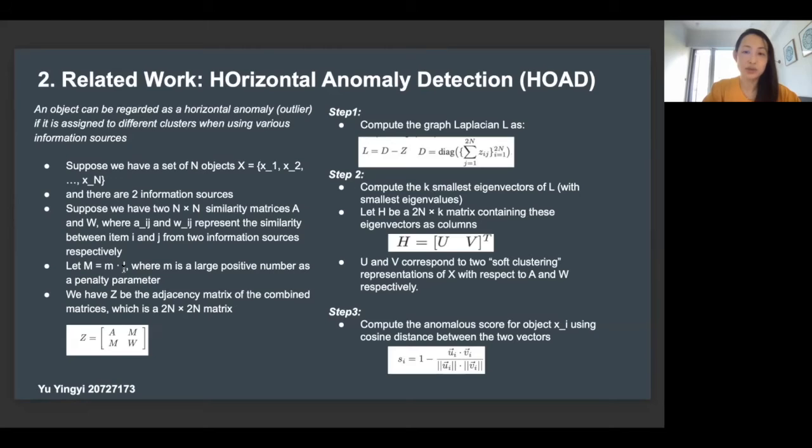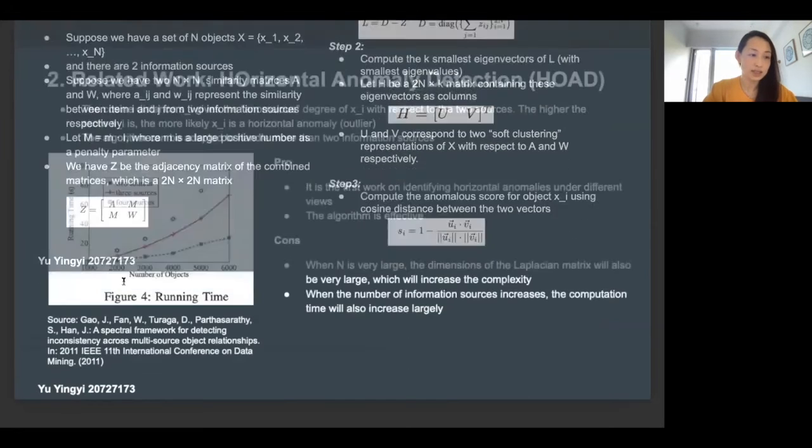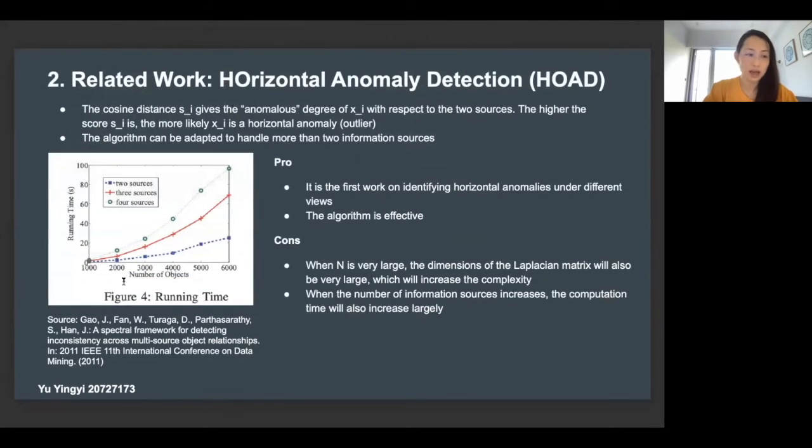Step 3, compute the anomalous score for object Xi using cosine distance between the two vectors as shown below. As we can see, the higher the score Si is, the more likely Xi is a class outlier. Similarly, the algorithm can be adapted to handle more than two information sources. We can see the advantage of the algorithm is it could be very effective.